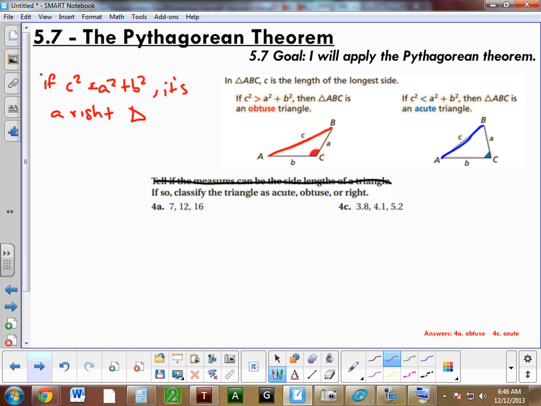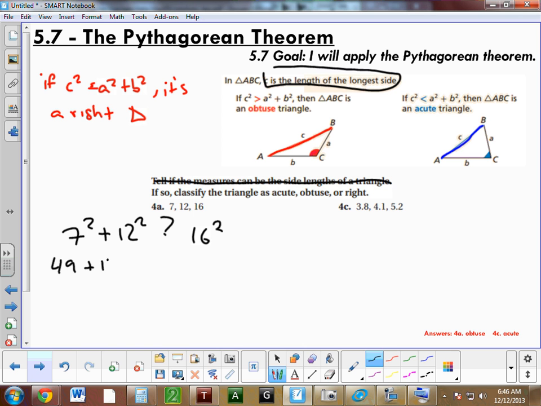So you've got ways that you can test that to see what kind of triangle it is, even if you don't have a ruler and you can't draw it to scale or something like that. So now c is always the longest side, so make sure you note that, so that way you can answer these questions. So on this one, 16 is my longest side, so I'll test this. 7 squared plus 12 squared, and then 16 squared. So I don't know, is it equal, is it greater than, is it less than? We're going to test that out.